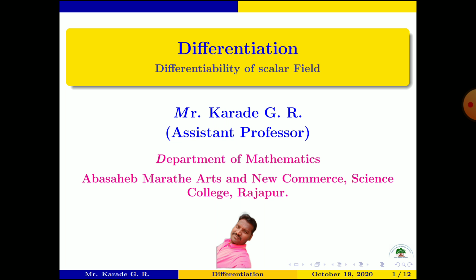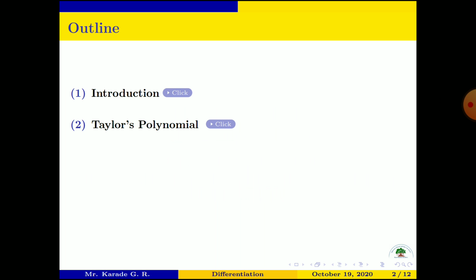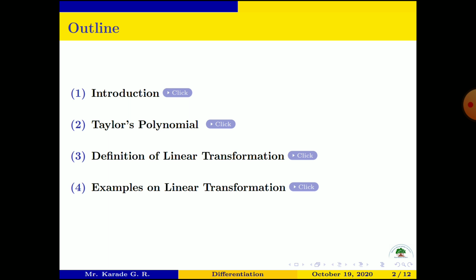Okay, so let us start our lecture. Now let us see the outline of our lecture. In this lecture, first of all we see some introductory part. After that we see Taylor's polynomial. Then we will learn about the definition of linear transformation and examples on linear transformation. So this is the outline of our today's lecture.